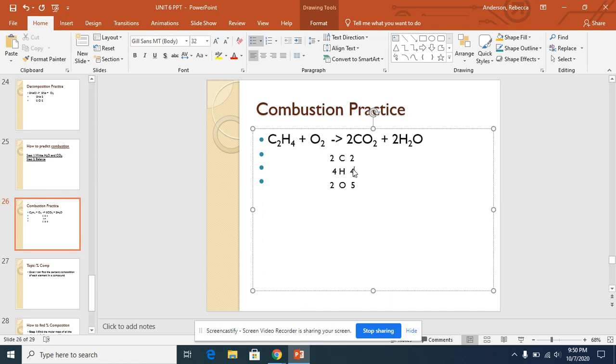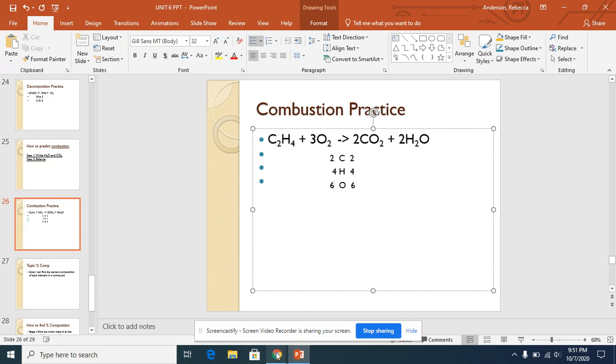So now we have 4 hydrogen, but that also changed our number of oxygen. So here we have 2 times 2, which is 4, plus 2 oxygen, so that's 6. So over here, what times 2 equals 6? What can I put in front of O2 to make it equal 6? That's a 3. So now we have 6 oxygen on both sides, and our reaction is complete.